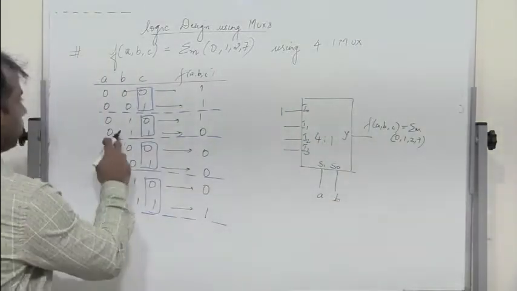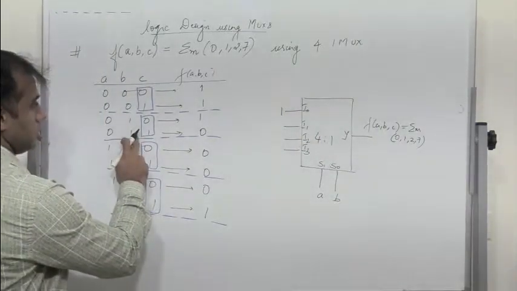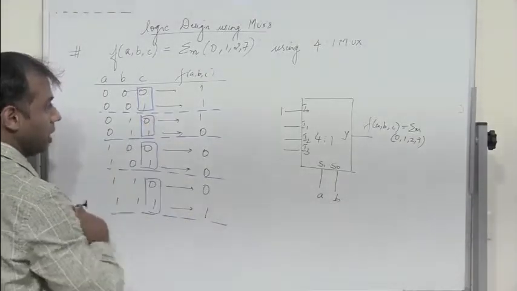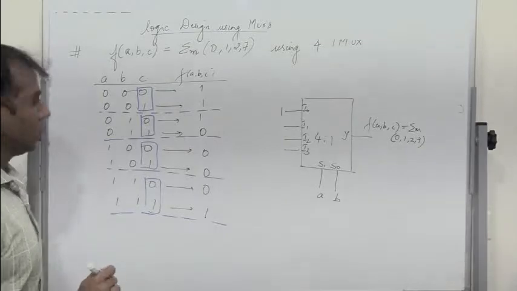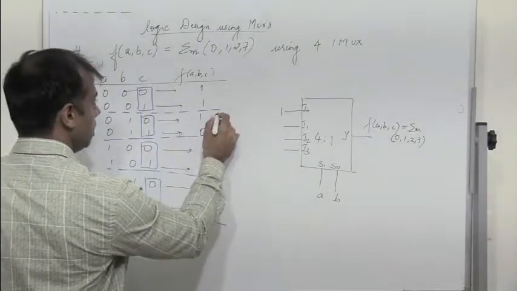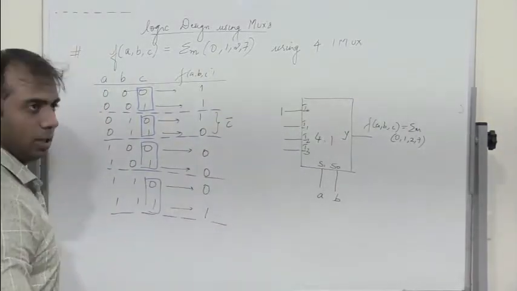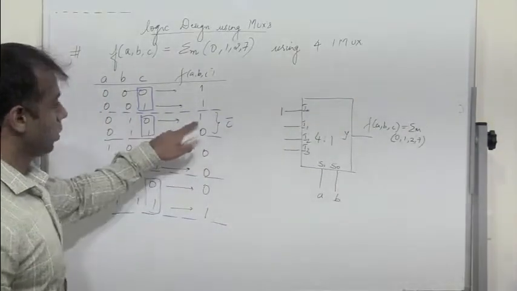When AB is 01, and when C is 0, 1, I get 1, 0. Now what is 1, 0? 1, 0 is the complement of C, right? When C is 0, I get 1.